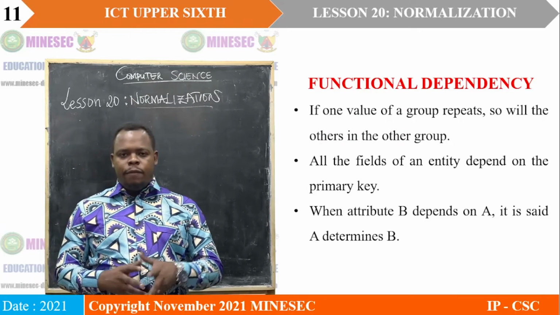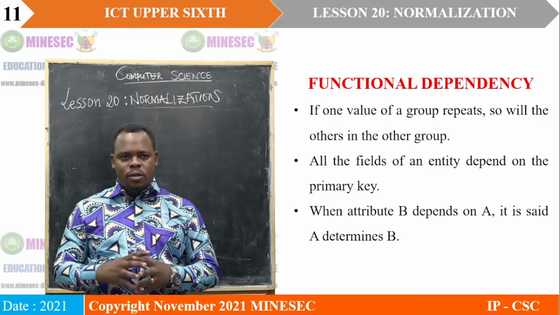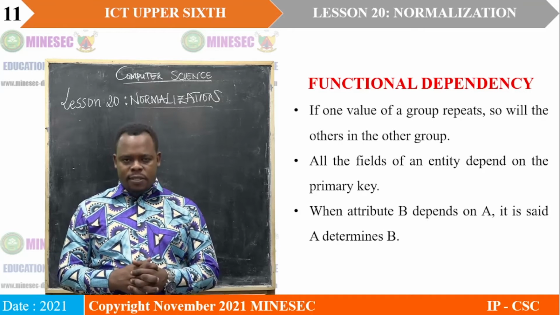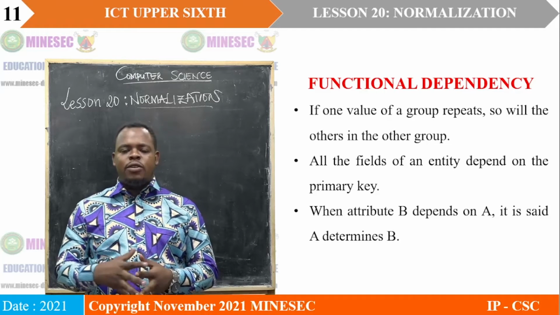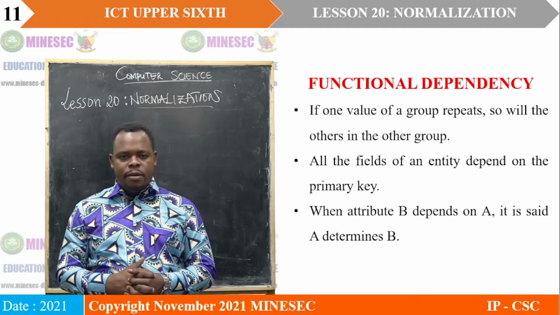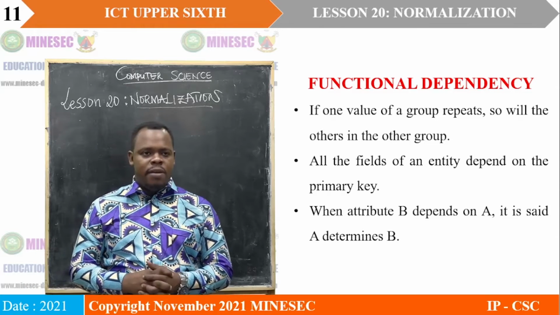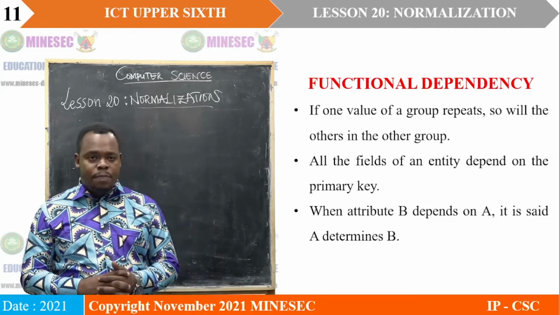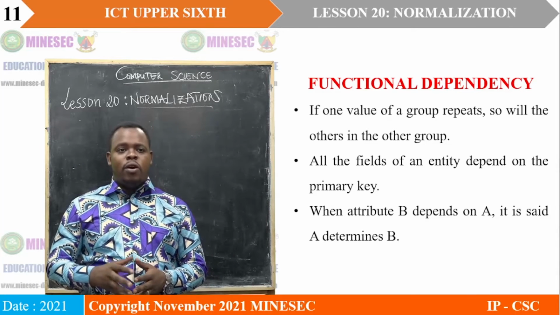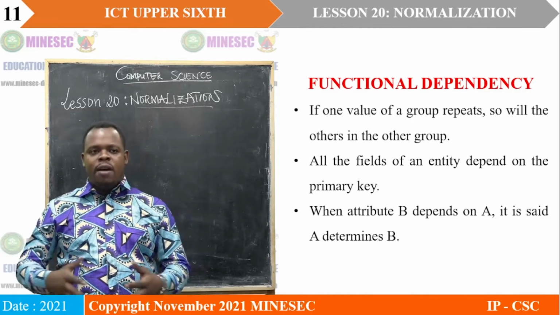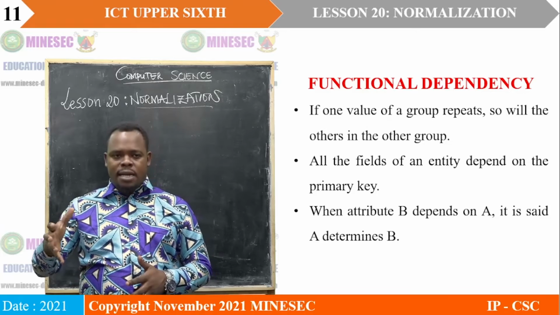Now, for us to move to normalization, it is important to have some knowledge on some concepts. Functional dependency is a relationship that exists between a set of fields that determines other fields. For example, if one value of a group repeats, so will the other groups repeat when you have functional dependency. All the fields of an entity depend on a primary key field.